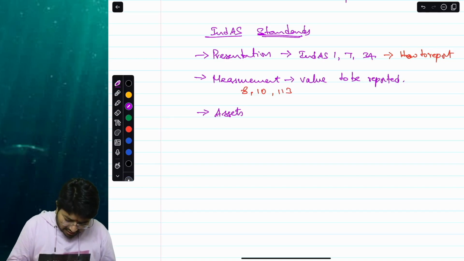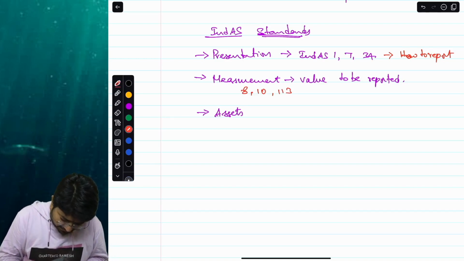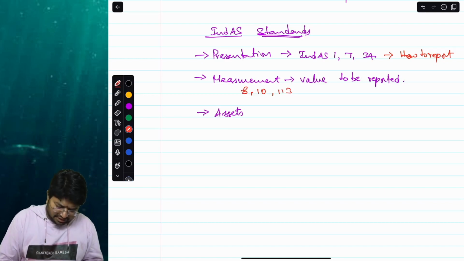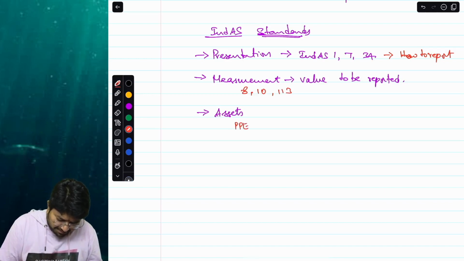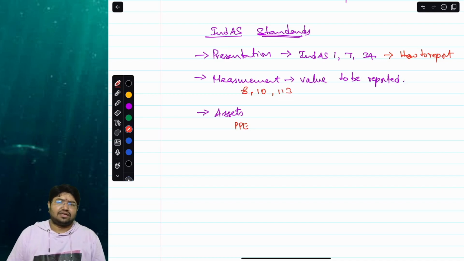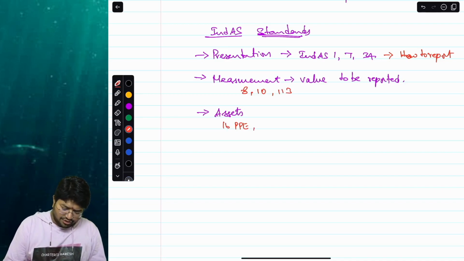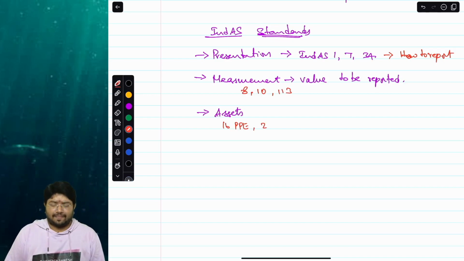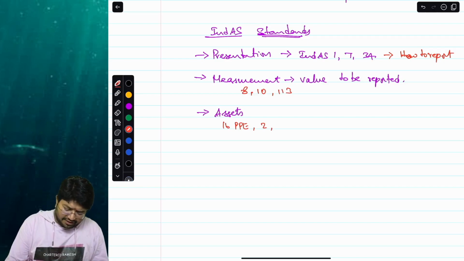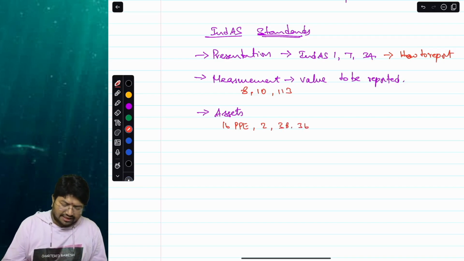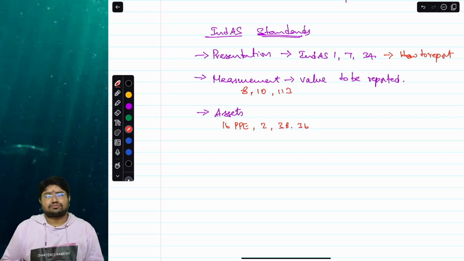Under assets, we will be talking about PPE, that is Ind AS 16, and then inventories, Ind AS 2. Then you have intangibles, Ind AS 38, and Ind AS 36, impairment of assets.